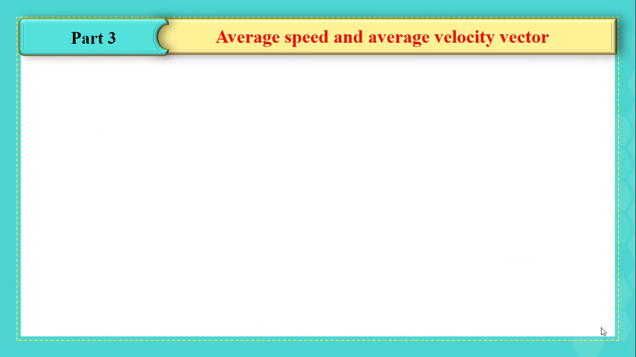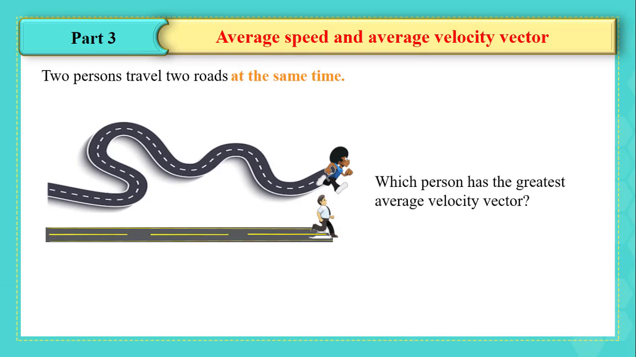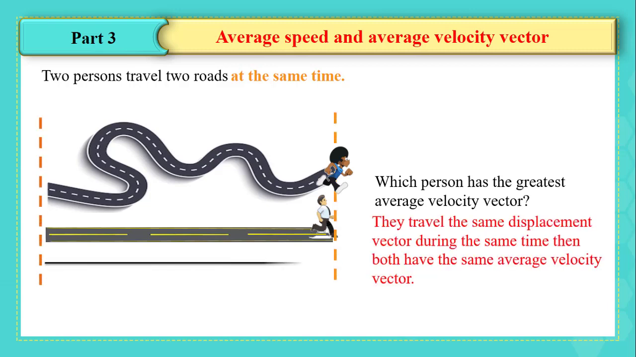To understand more the difference between the average speed and the average velocity vector, let's take this example. 2 persons travel 2 roads at the same time. Notice that the first road is curved and the other one is straight. Which person has the greatest average velocity vector? What do you think? The 2 persons travel the same displacement vector during the same time, then both have the same average velocity vector. V average vector is equal to delta r vector divided by delta t, which means V average 1 is equal to V average 2.